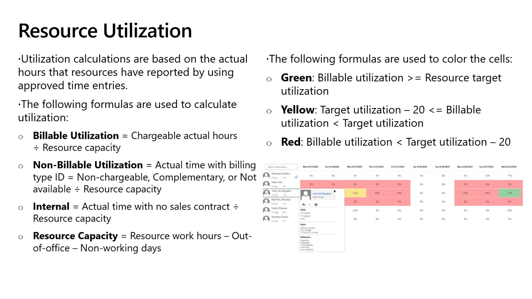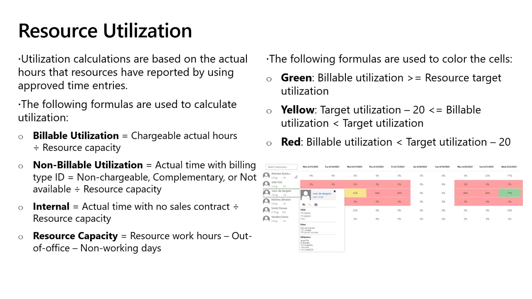It's a form that is very useful for the project manager and the resource manager. In this form, you can see all the utilization of your resource, so all the times that are claimed for this user for this period. If you click on the card of the resources, you can see billable utilization, non-billable utilization, internal, and resource capacity. I will not explain all the formulas, you can find it on the slide.